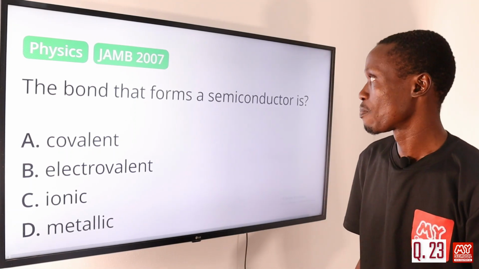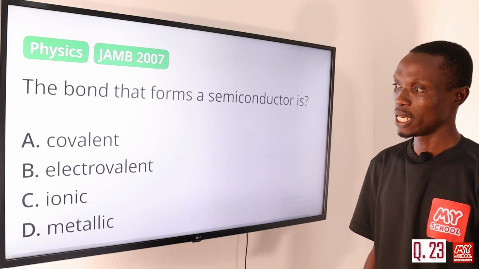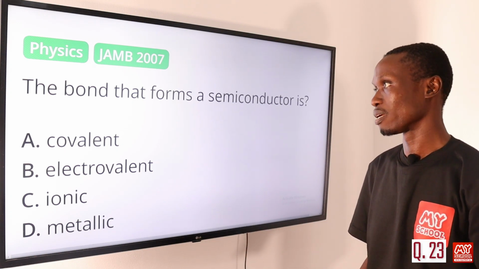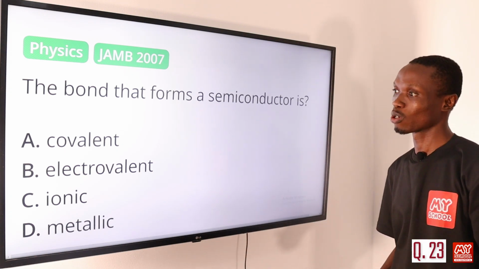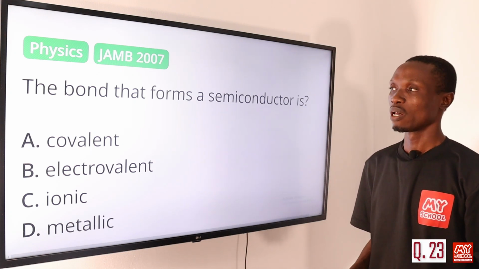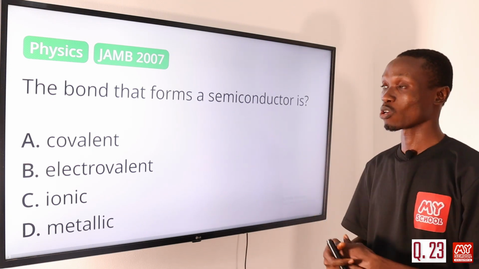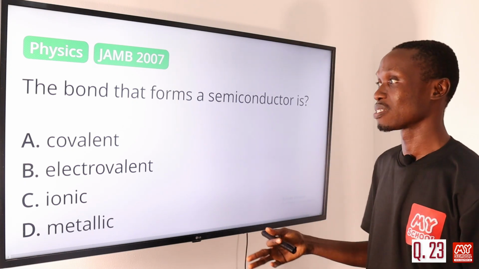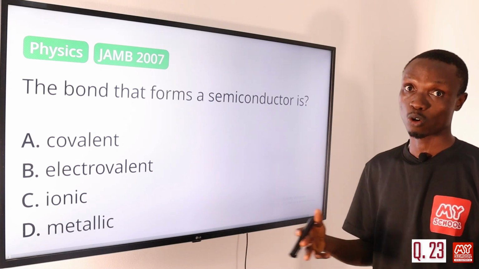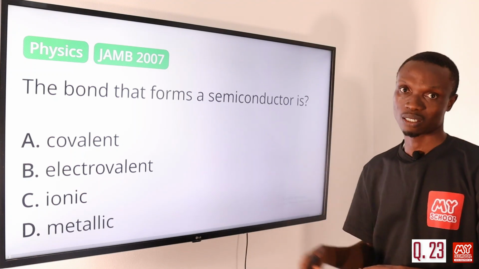Question 23. The bond that forms a semiconductor is A, covalent, B, electrovalent, C, ionic, and D, metallic. Okay, so the bond that forms a semiconductor is actually covalent bond. Semiconductors such as silicon, germanium, etc. exhibit covalent bonding, where atoms share electrons to form a stable structure. So that makes option A the correct answer to this question.